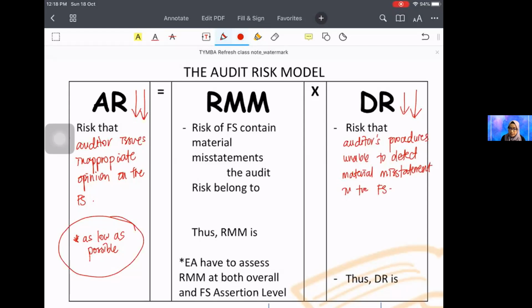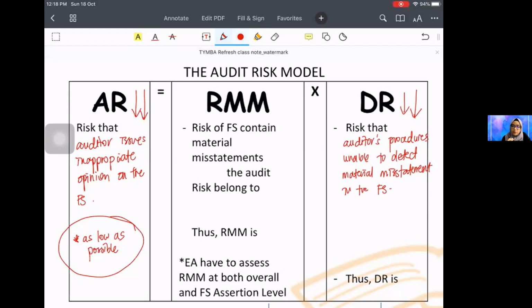So from the meaning, we can understand that DR, detection risk, is the risk that audit work, kerja yang auditor buat, is unable to detect material misstatement in the financial statement. So dia buat macam mana pun, dia unable to detect any errors in the financial statement.